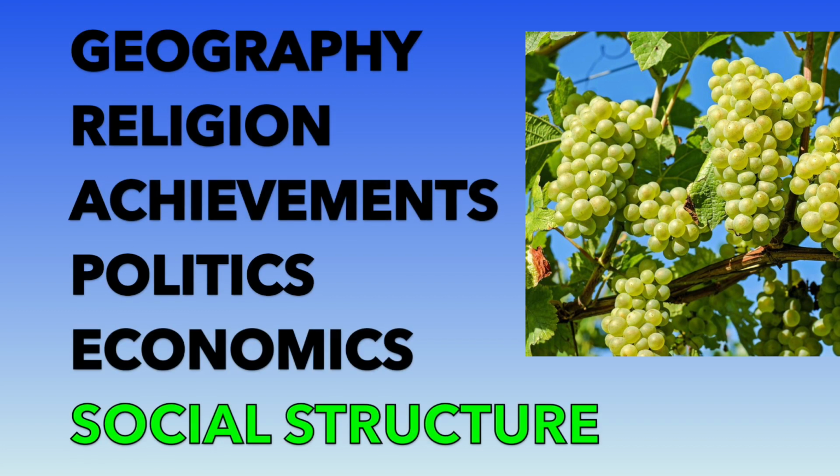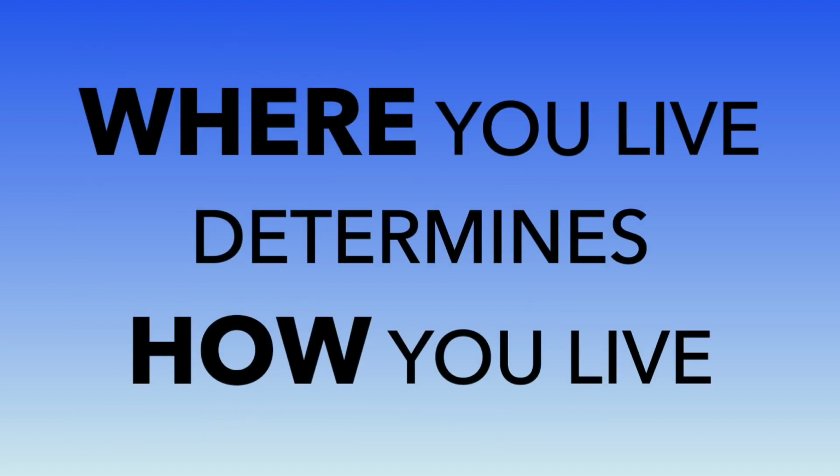Finally, we have S, social structure. The organization of people into different levels or classes in a society. Those are our GRAPES. Remember, every civilization has GRAPES. But we also need to remember, where you live determines how you live. So let's see what GRAPES we can find just by looking at pictures.